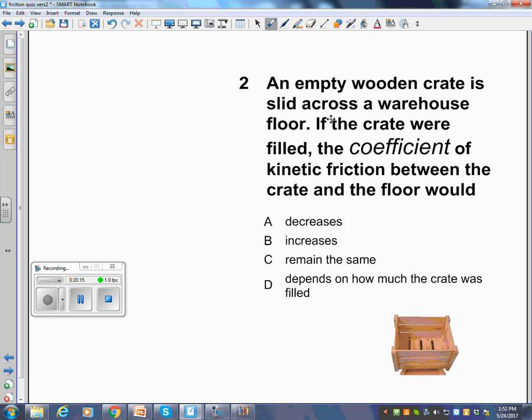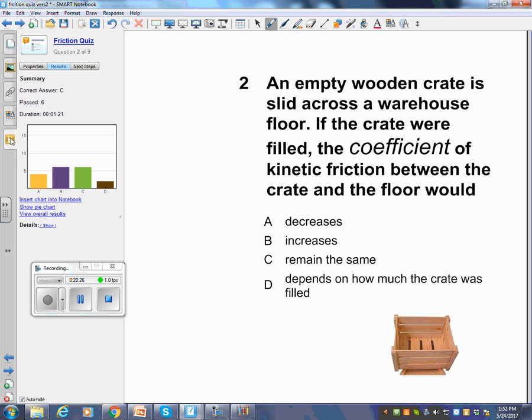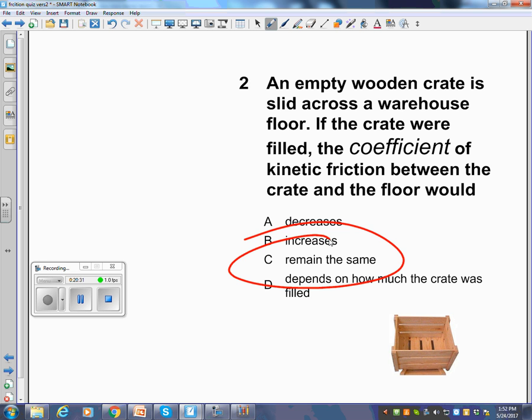If an empty wooden crate is slid across a warehouse floor, if the crate were filled, so you put a bunch of stuff in there, the coefficient of kinetic friction between the crate and the floor would C, remain the same. By the way, a physics student could say this could be used for projectile motion. It could be. How come the coefficient remains the same? The surfaces are the same. The weight of the body doesn't change the coefficient. It's how rough those surfaces are together. Junior, you should be listening. So it's C.